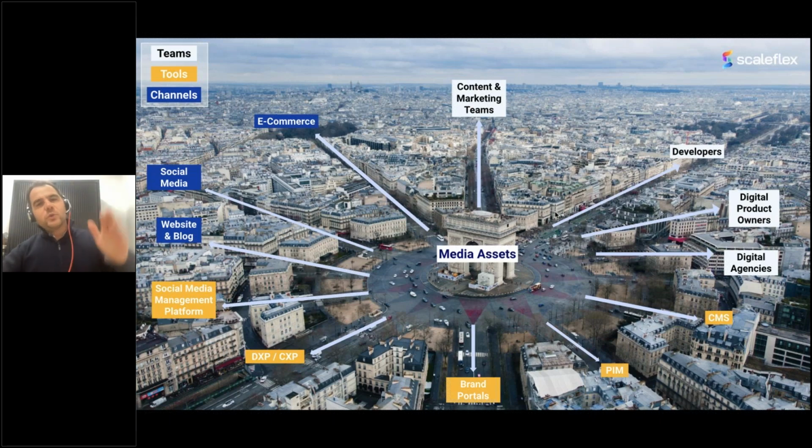And finally, to close the circle, we have a multitude, and I've just listed a few of them, of channels through which these digital experiences relying on media assets are published. The websites, one or multiple landing pages, blogs, social media platforms, and e-commerce are just a few examples of all the channels that can be used to publish media assets to reach target audiences and engage in this digital world.